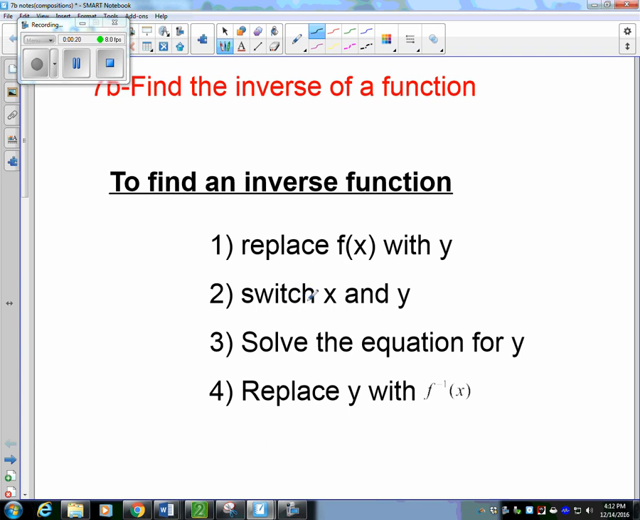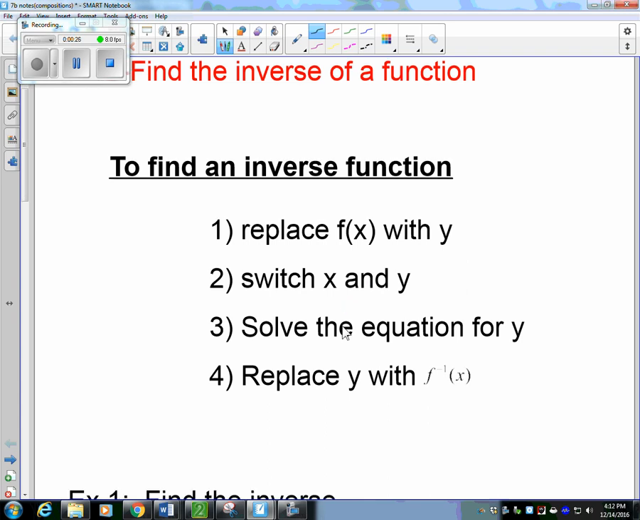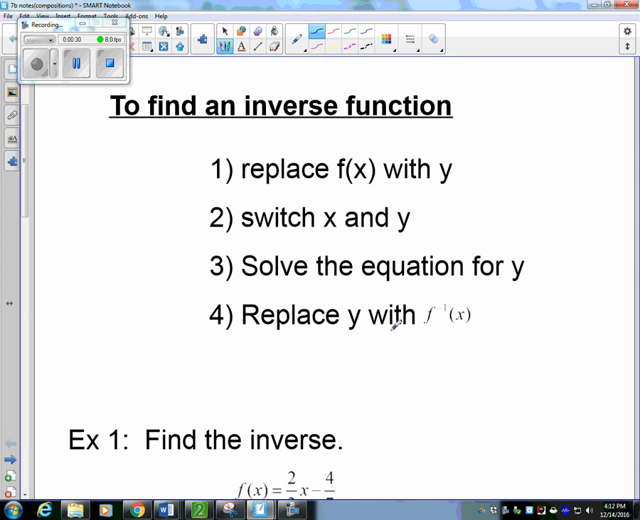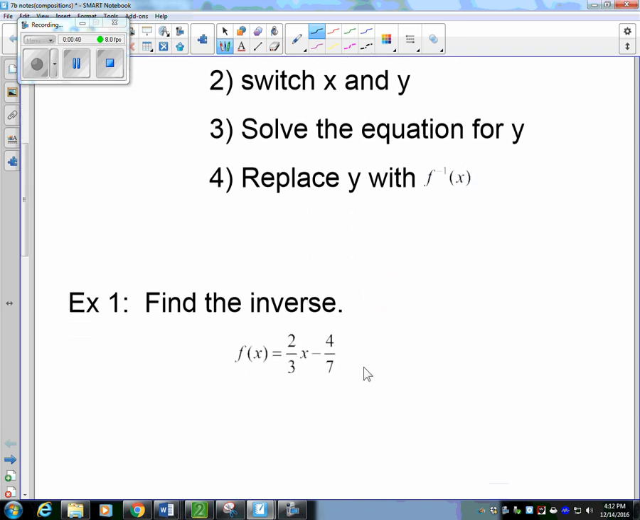The second step is switch x and y. Just literally take the x and the y and swap places with each other. Third is solve the equation for y. After you do that, once the y is by itself, isolated, replace it with f of -1 of x. So let's get into it.